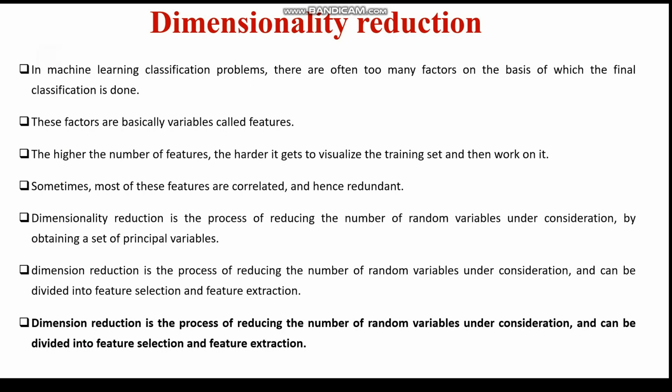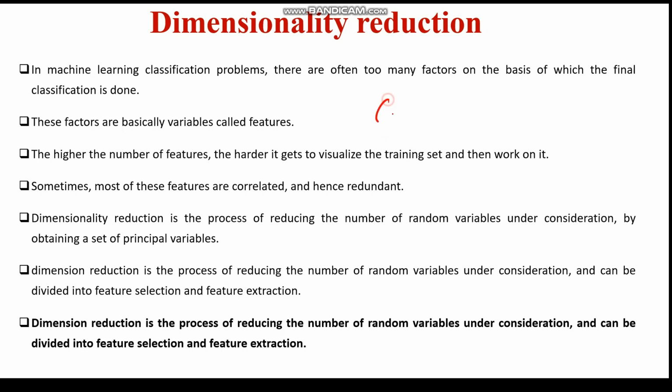So we know when we talk of machine learning classification problems, there are too many factors to be considered before doing the final classification. Like we have multiple attributes, we can call them features, attributes, properties, or whatever. Simply the names of the columns in the case of normal data. So the higher the number of features or attributes, the more difficult it is for us to decide which attributes to choose, or which features are to be selected as training data to train the model. So most of the features are correlated.